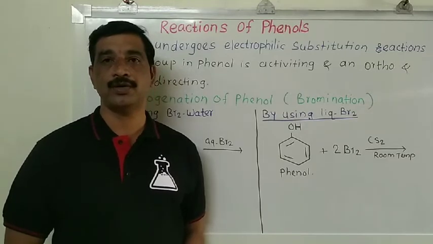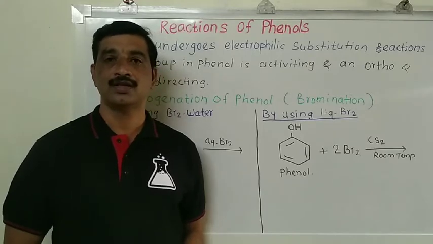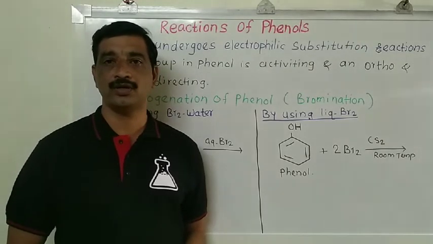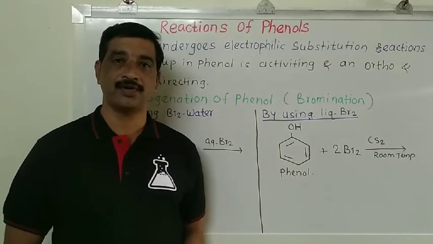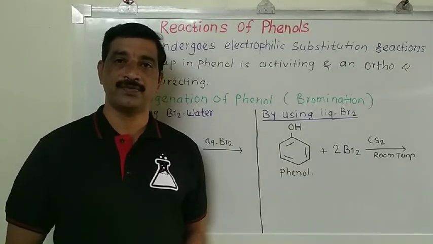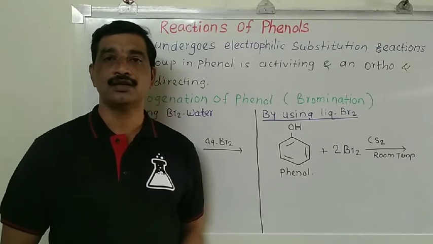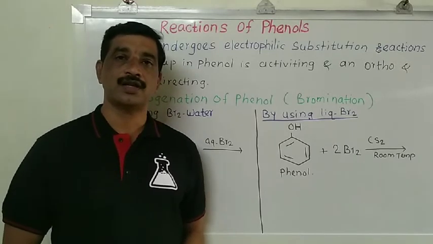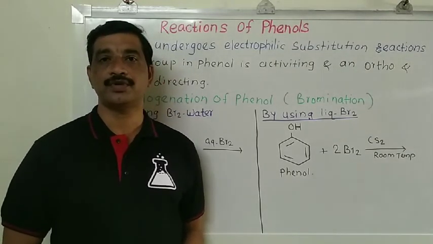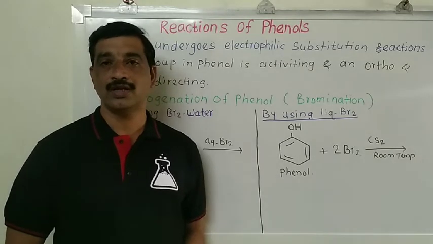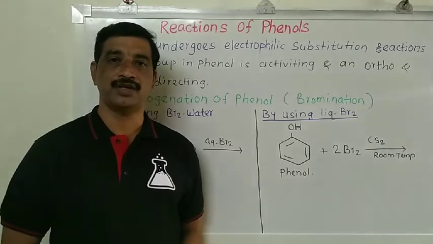In this video we are going to study different electrophilic substitution reactions of phenol, such as halogenation of phenol, sulfonation of phenol, nitration of phenol, Reimer-Tiemann reaction of phenol, then Kolbe's reaction of phenol, then oxidation reaction of phenol, and the last one is the reduction of phenol. All such chemical reactions are known as electrophilic substitution reactions of phenol. So let us start with the first substitution reaction in phenol, that is halogenation.